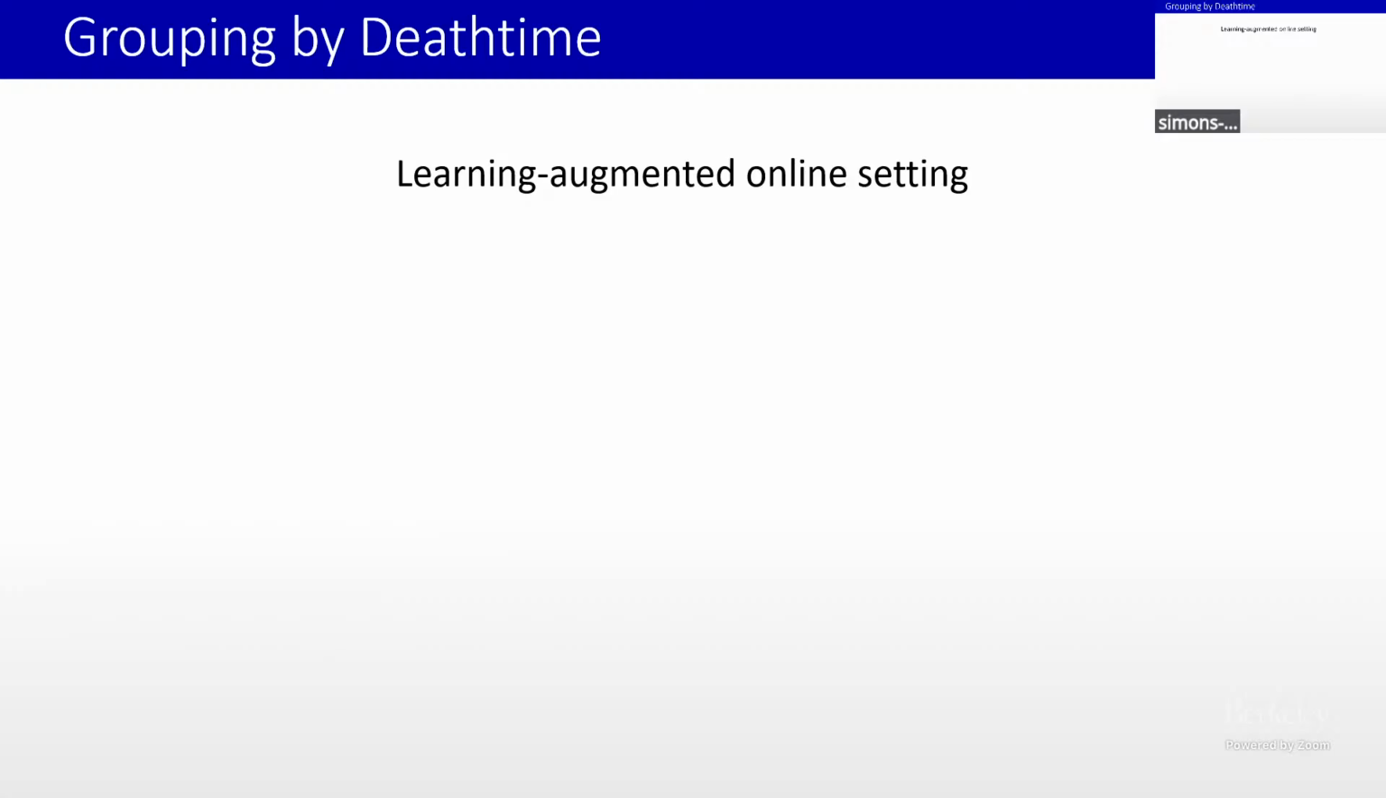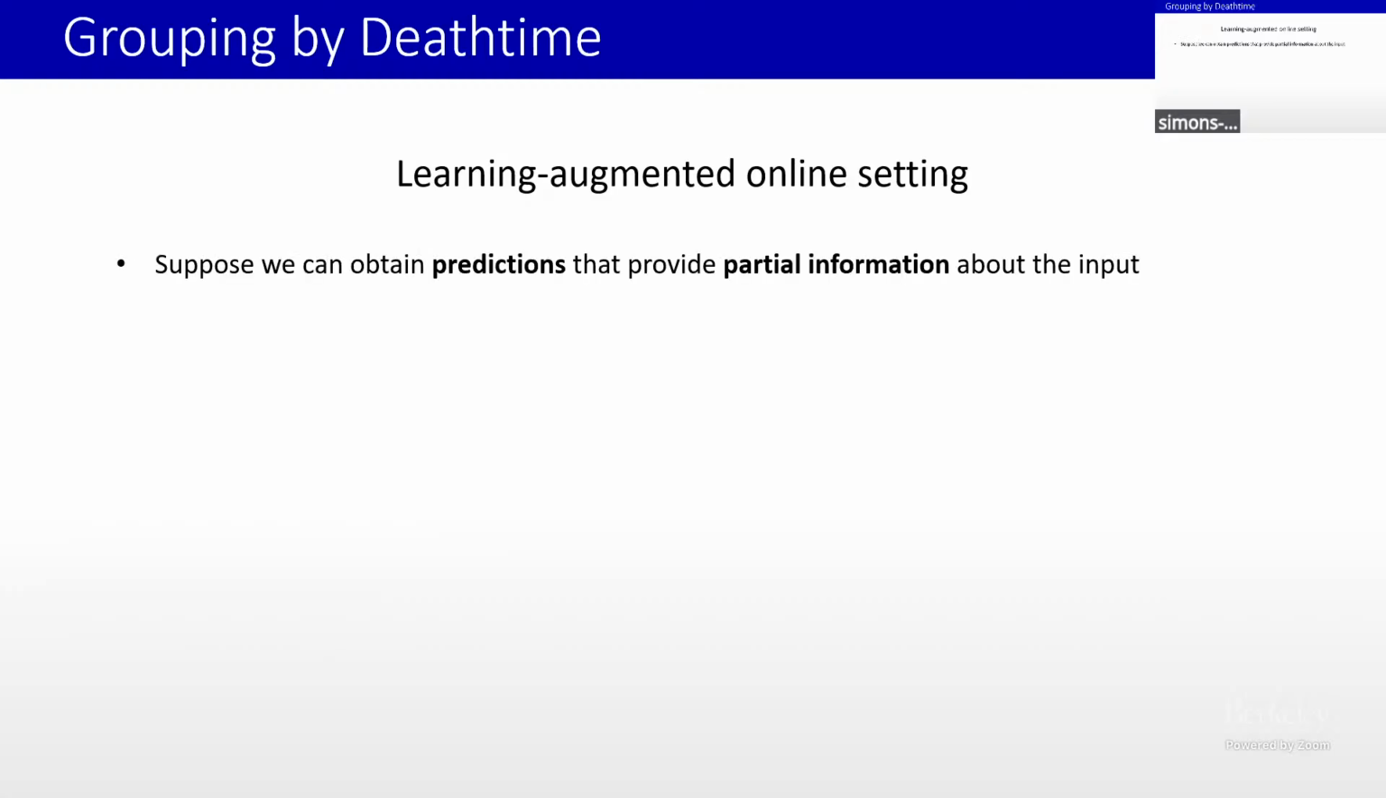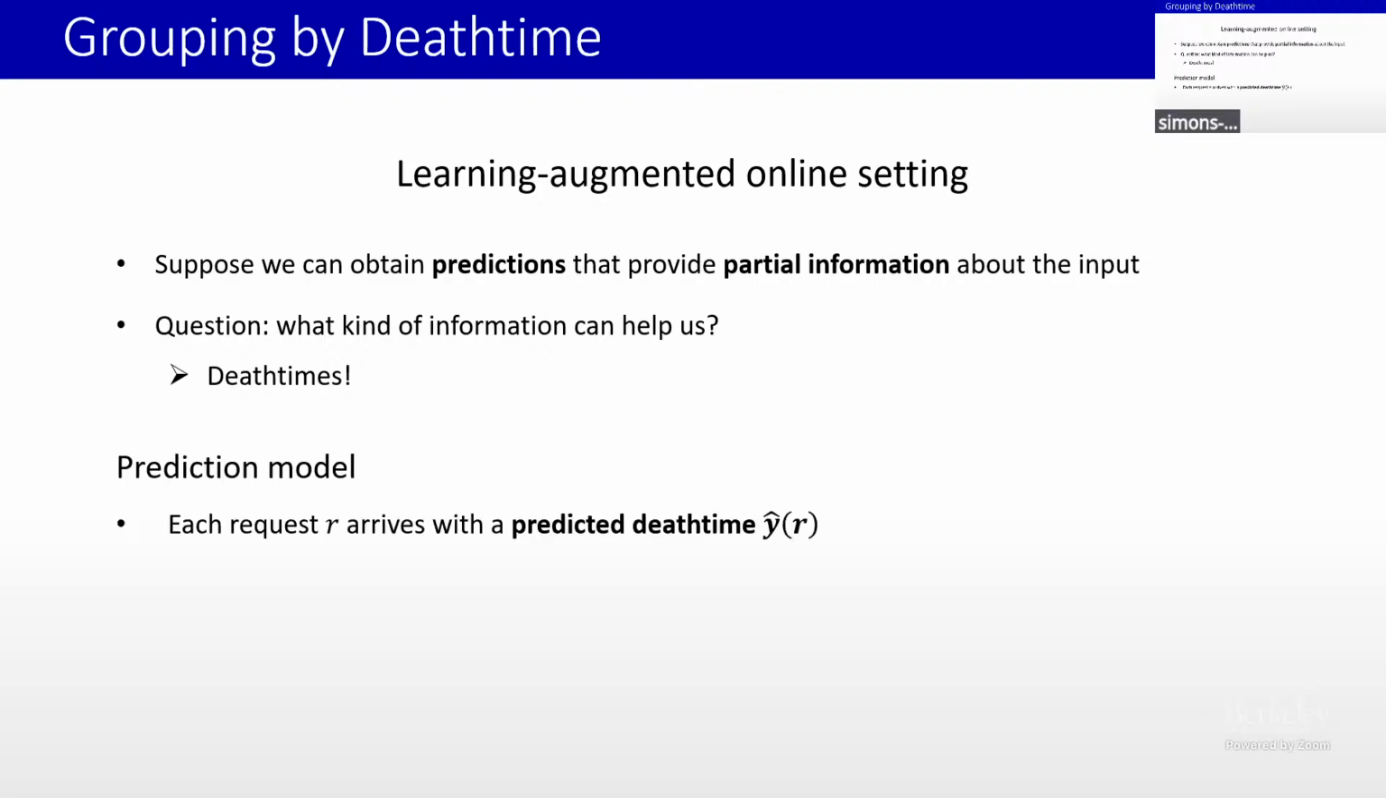Now, so far we've been in the offline setting. Now I want to move on to a learning-augmented setting where I get some hints about the future, so that I can implement the offline algorithm that I've shown you in the online setting. Well, what kind of information can help us? The answer is clear: death times. I need the death times to implement this algorithm.